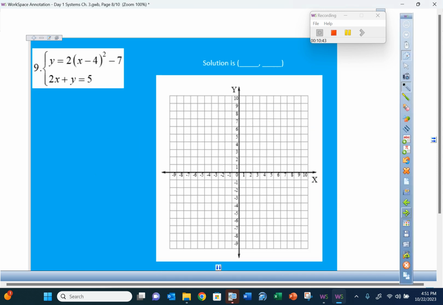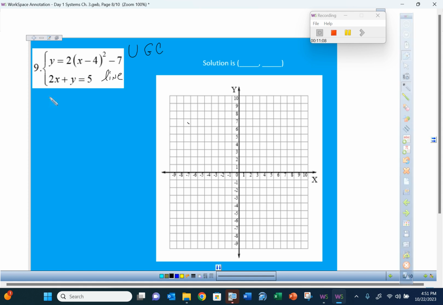So guys, I'm going to skip number 7 and 8. I've already deleted them off my screen for you. And I'm going to quickly do number 9 and number 10. Now, number 9 has a parabola in it. So we're going to use our graphing calculator and a line where we have to solve for y. So let's graph this first.